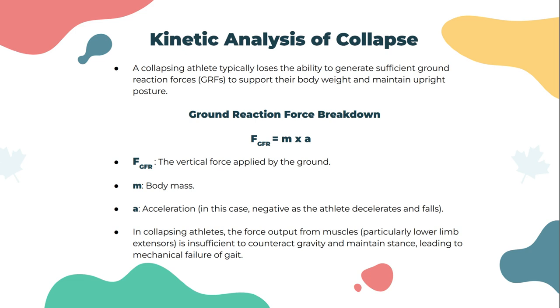From a kinetic perspective, a collapsing athlete often loses the ability to generate adequate ground reaction force, or GRF, needed to stay upright. The equation is here: F_GRF equals mass times acceleration. As acceleration drops, muscle force output weakens. The body can no longer oppose gravity, leading to collapse. This especially affects the lower limb extensors like the quadriceps and glutes, which are key to supporting body weight during stance and locomotion.